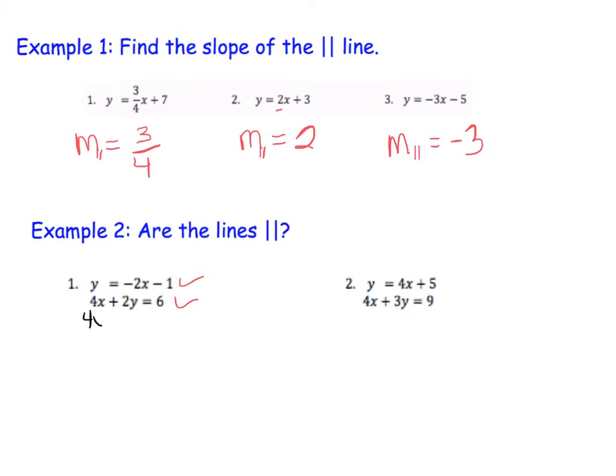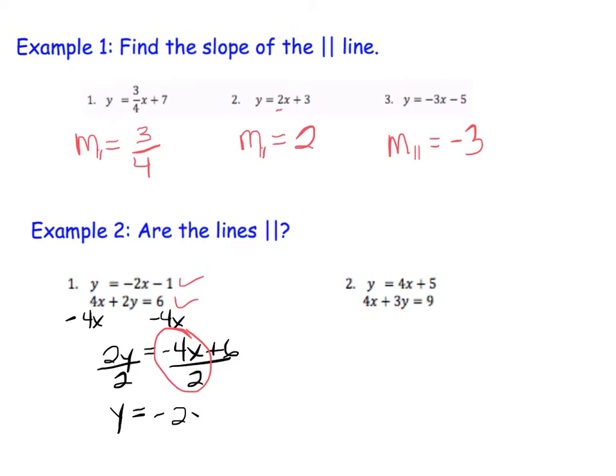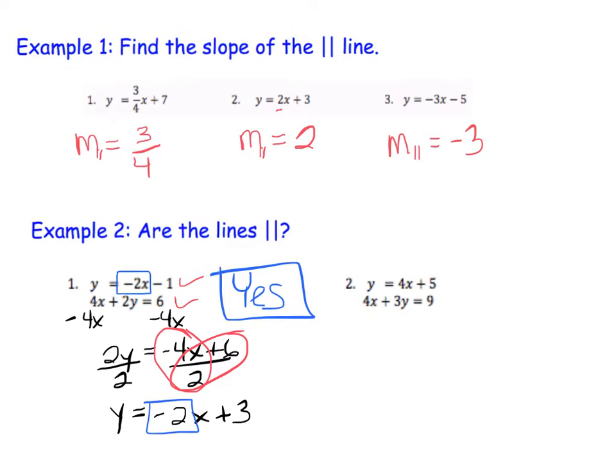So to do that, I would subtract 4x from both sides. Divide by 2. And remember, you have two fractions going on here. My first fraction is the negative 4x over 2, and I can reduce that to negative 2x. And the second fraction going on is the 6 divided by 2, which is 3. So now our job is to look at the slopes of the two lines. Are they parallel? Yes or no? Because the slopes are the same, they are parallel.